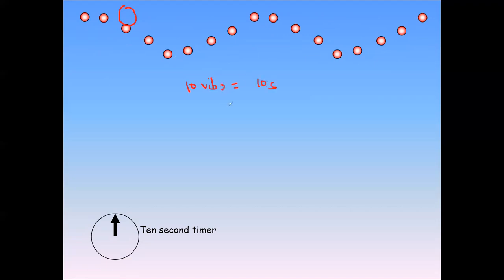Frequency means how many vibrations in 1 second. So in 1 second, how many vibrations will there be? x. When we cross multiply, x will be equal to 10 divided by 10. So x is equal to 1 hertz. So the frequency here is equal to 1 hertz.